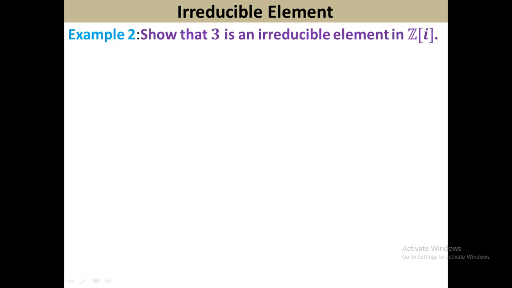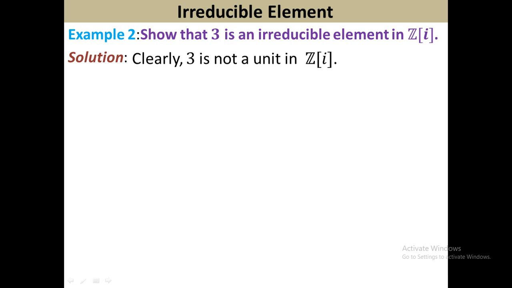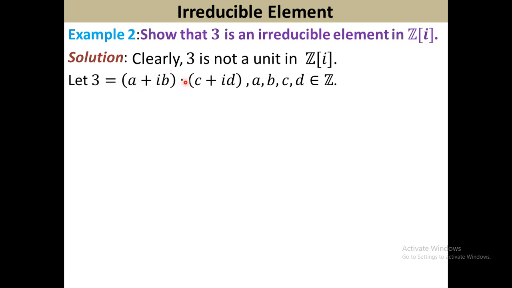At first we mention that 3 is clearly a non-zero element, and 3 is not a unit in Z[i], because elements in Z[i] are a plus ib and its unity is 1. The multiplicative inverse of 3 would be 1/3, but 1/3 is not in Z[i]. Therefore 3 is a non-unit in Z[i]. Now we choose the a equals bc form. Suppose 3 equals (a plus ib) into (c plus id), where a, b, c, d are all integers.